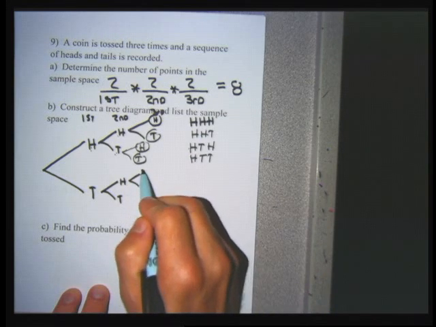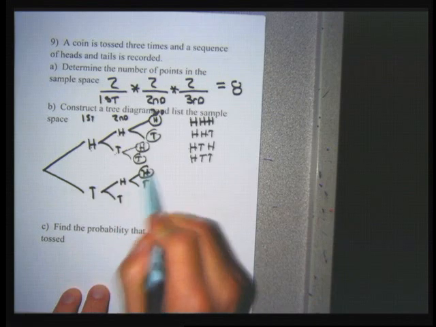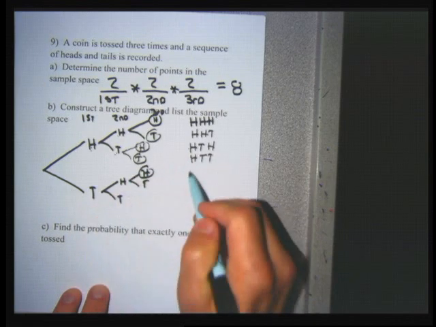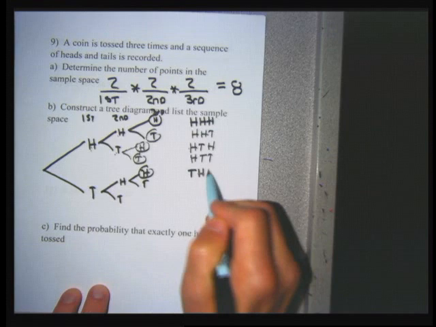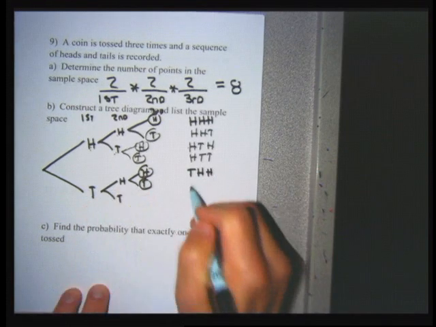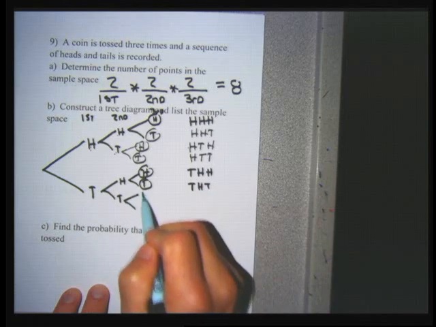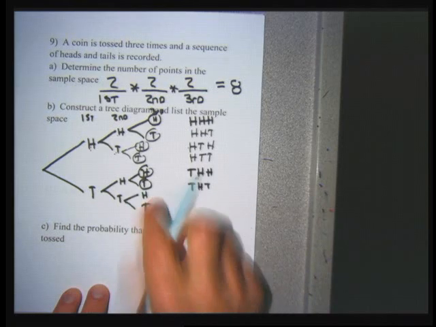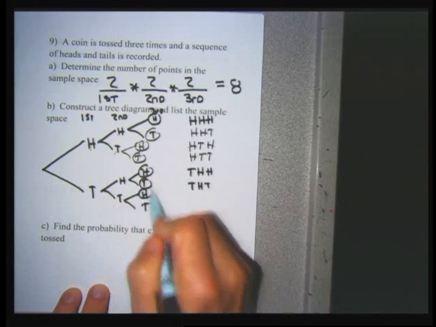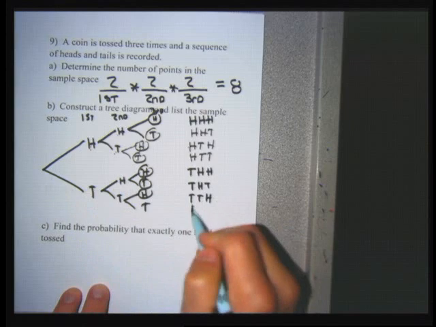So now I'm going to keep going on the lower part of this. To get to this head, it's tail, head, head. To get to this tail, it's tail, head, tail. Finish up the last branches. To get to that head, it's tail, tail, head. And to get to that tail, it's tail, tail, tail.